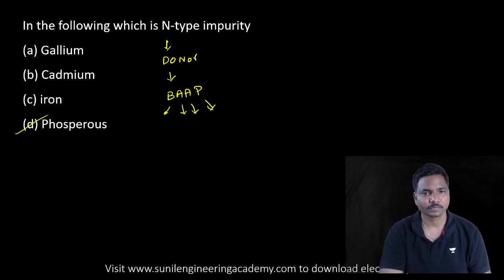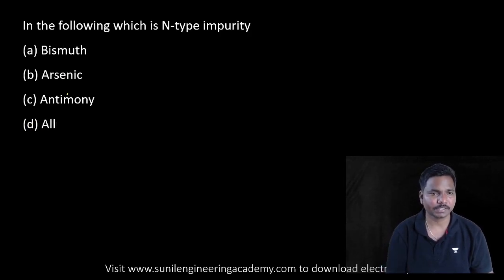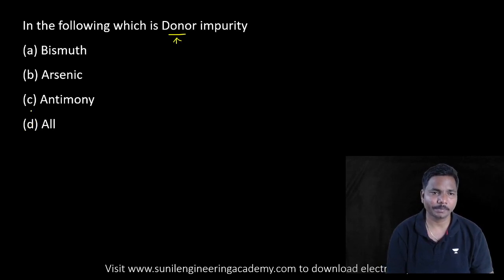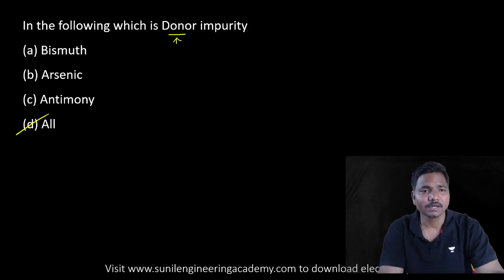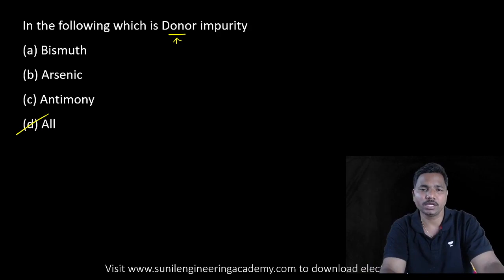Okay. In the following, which are N type impurities? Bismuth, arsenic, antimony, all are there, so we can give the answer as D. In the following, which is a donor? Bismuth, arsenic, antimony are donor impurities, so we can give the answer as option D. So if we know this simple concept, if they have given the question in any manner, we can give the answers.